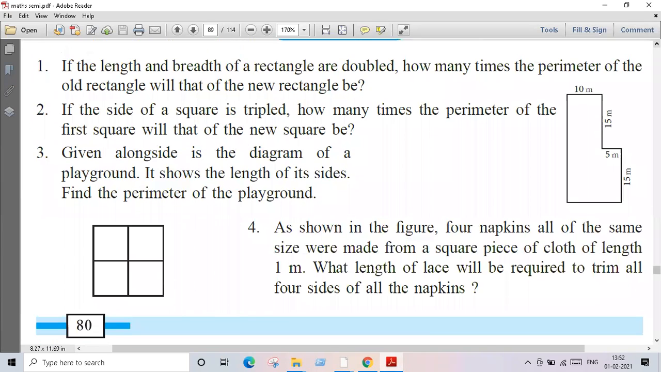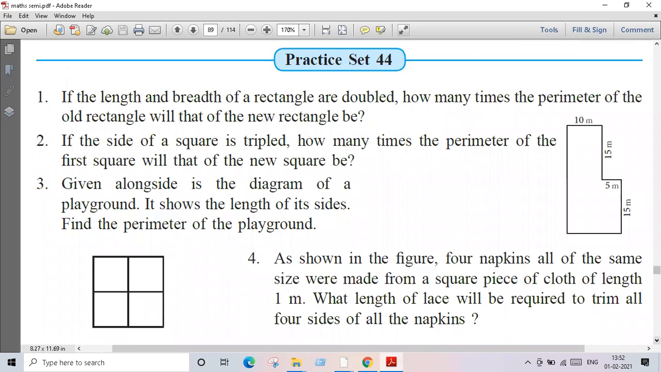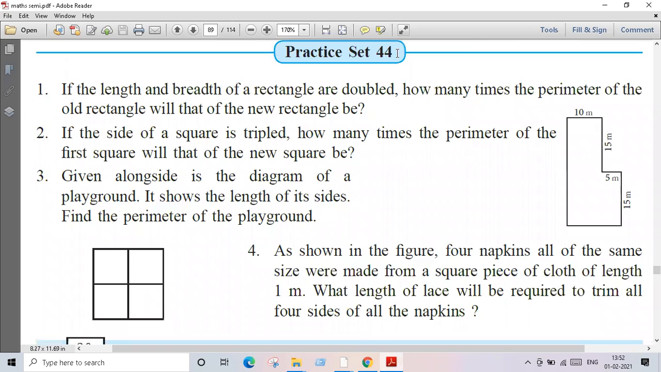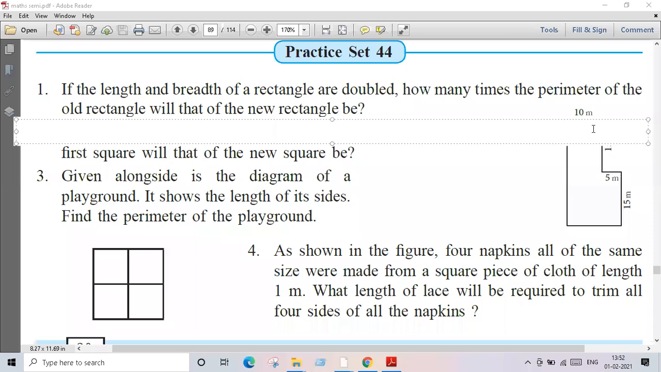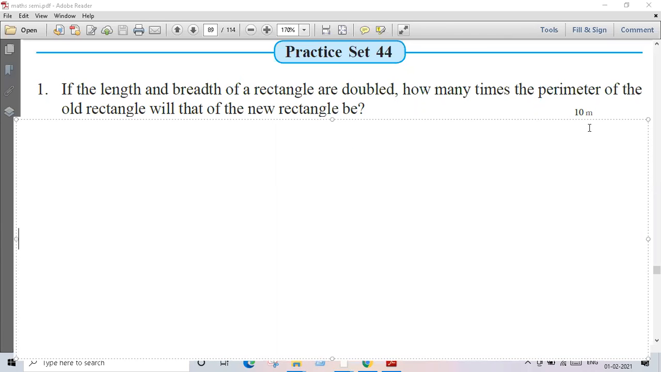लक्ष द्या, म्हणजे मी सांगेन तुम्हाला कसं करायचं. बघा, practice at 44 बघा, इझी आहे. If the length and breadth of a rectangle are doubled, then how many times the perimeter of the old rectangle will be that of the new rectangle? समजतंय, काय करायचं आपल्याला? आधी we have to find the perimeter of the first, old, बघा. लक्ष द्या सगळ्यांनी, question 1 चा answer बघायचं.